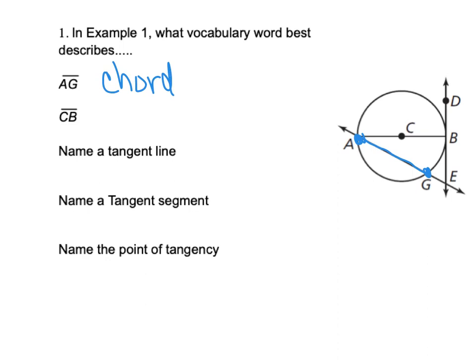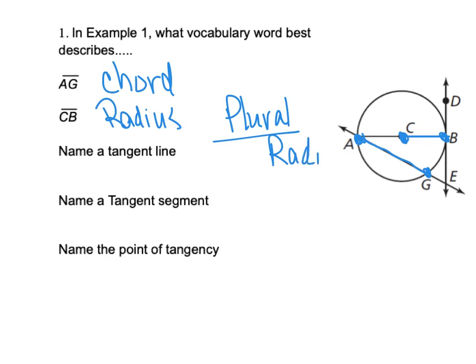And then if we're talking about segment CB, it goes from the center to the outside. That's like halfway across the circle. That's going to be a radius. And just for future reference, just in case you ever see this, the plural of radius is radii, R-A-D-I-I. That's the plural of radius. So just an FYI for you.